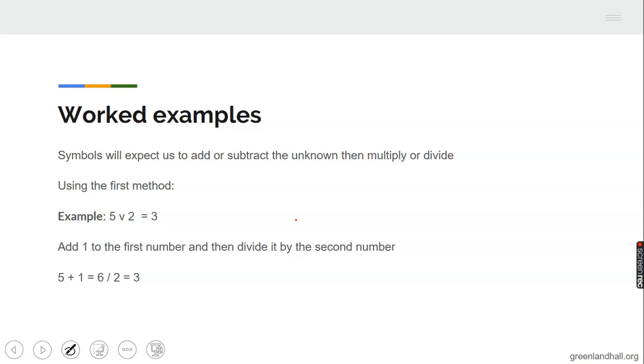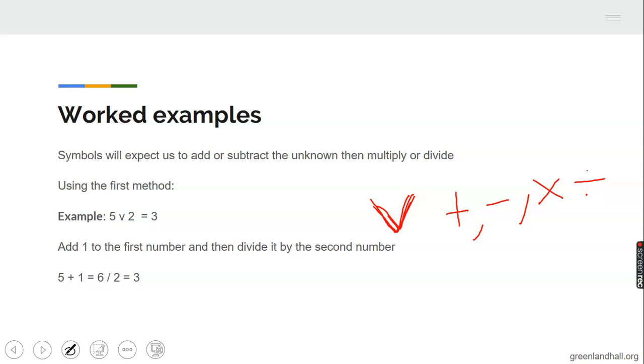Now I have a question here. It said 5v2. Now the first thing is we begin to wonder, what does this symbol stand for? What does it stand for? Then, if you now try to figure out what it stands for, is it plus? Is it minus? Is it multiplication? Is it division? You begin to find out.